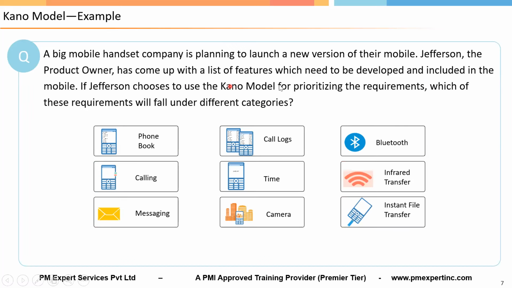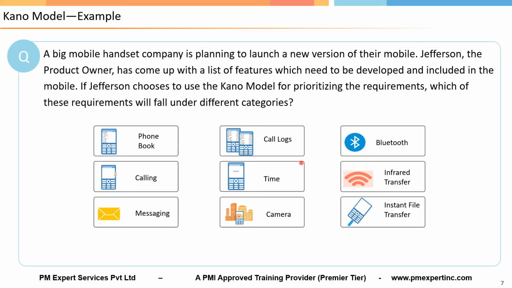Now, please try this. We have to categorize the requirements into various categories, like threshold, linear, or indifferent. Now, a big mobile handset company is planning to launch a new version of their mobile. Jefferson, the product owner, has come up with a list of features which need to be developed and included in the mobile. If Jefferson chooses to use the KANO model for prioritizing the requirements, which of these requirements will fall under what category? Now, I'm giving you 3 minutes.